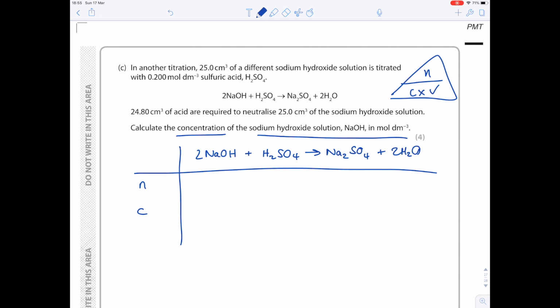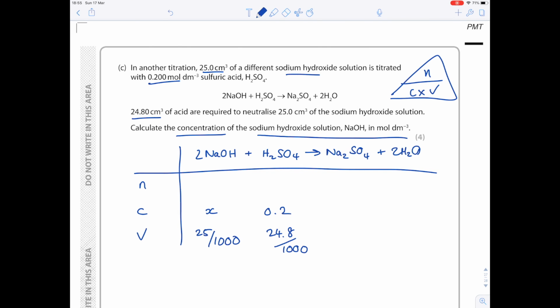So NCV, and now we're just going to go through and identify the various numbers. We've got 25 centimetres cubed of sodium hydroxide, so that's going in here. Remember to divide it by 1,000 to make it into decimeters cubed. We've got 0.2 molar sulfuric acid, so that is its concentration. We've been told that 24.8 centimetres cubed of the acid are required, so that's why this value goes in here. We're going to divide it by 1,000 again. And lastly, we're looking for the concentration of sodium hydroxide, which is why the X sits here. We're ready to get going.